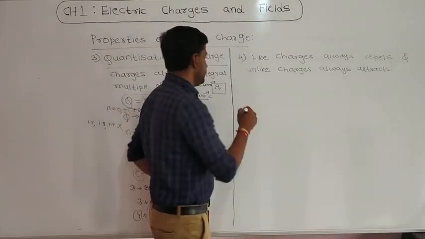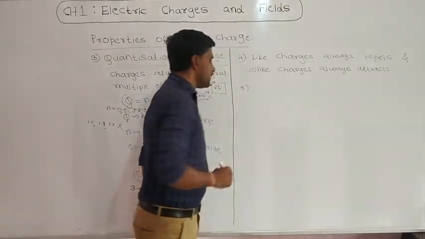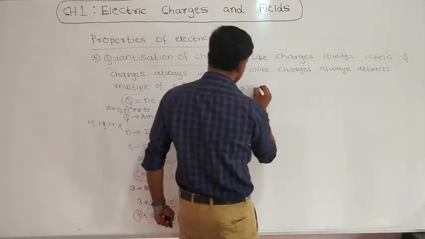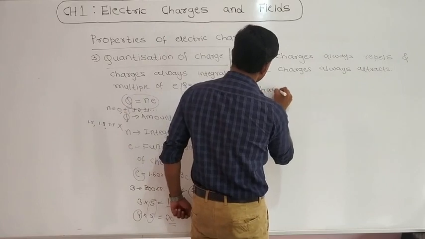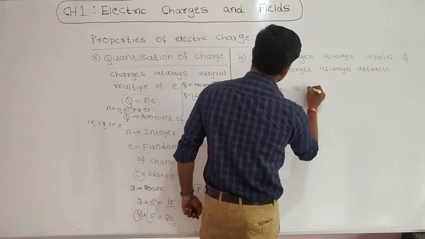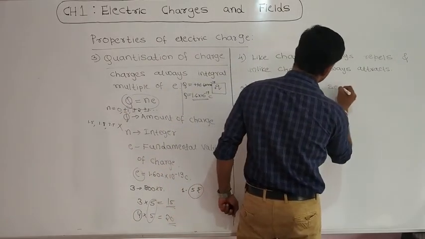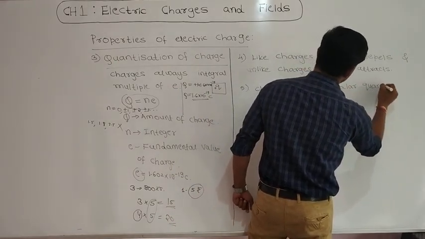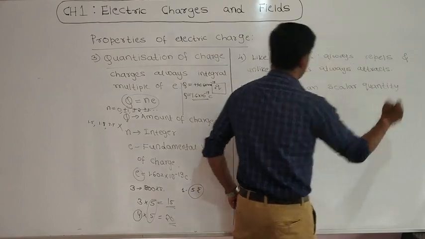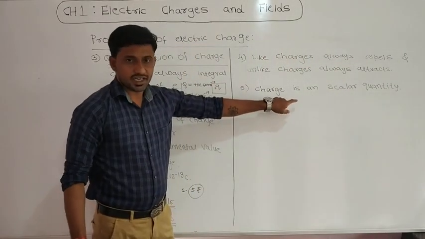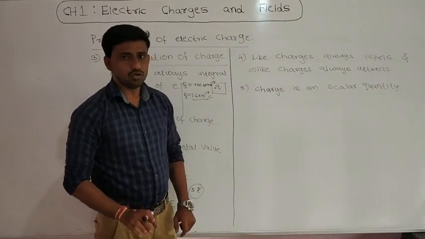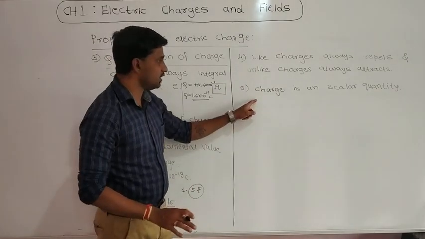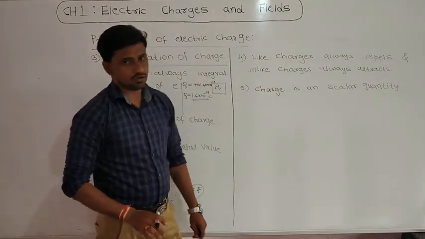The fifth property is that charge is a scalar quantity. It is also one of the properties of charge. Charge is a scalar quantity, that means the charge has only magnitude. There is no direction. So charge is a scalar quantity.